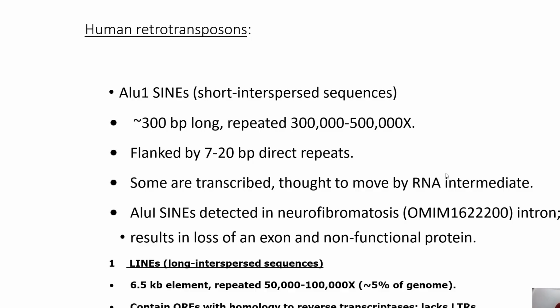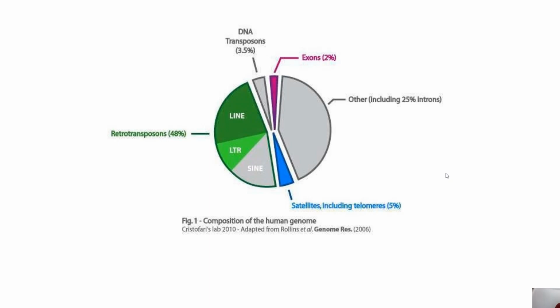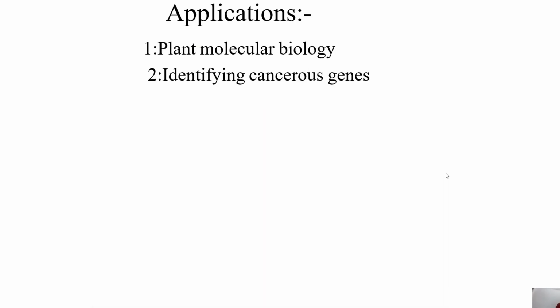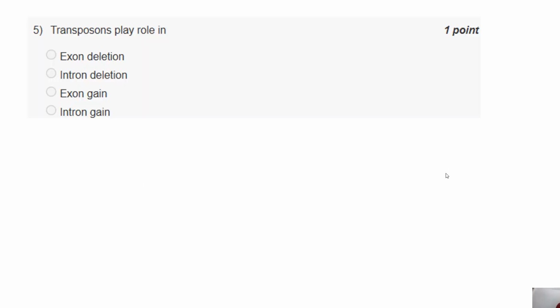What are human transposons? They are flanked by 7 to 20 base pair repeats. Some are transcribed, thought to be moved by an RNA intermediate. This is the composition of the human genome: exons, DNA transposons, retrotransposons, etc. So if we talk about transposable elements, there can be retrotransposons or DNA transposons. Copy and paste mechanism, replicative mechanism, cut and paste mechanism. So what are the applications? Plant molecular biology, identifying cancerous genes.